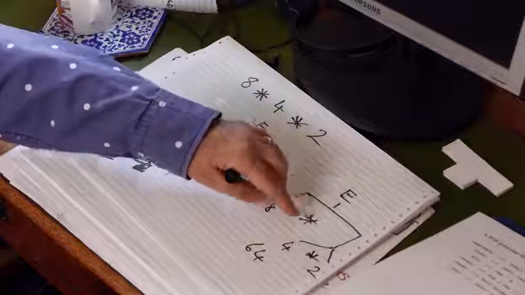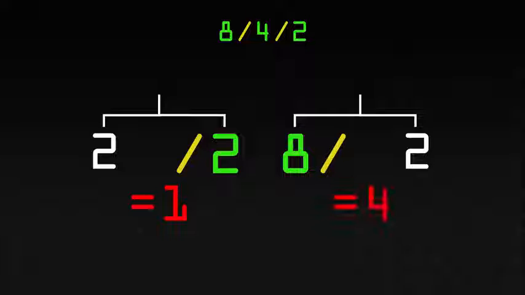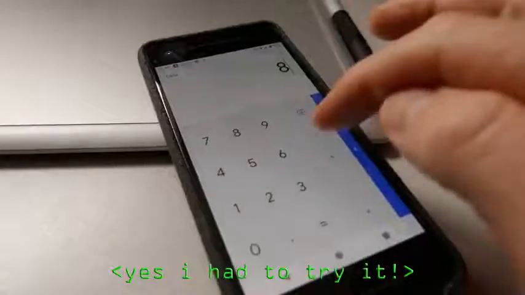But look at this other possibility and just mentally substitute divides for multiplies. 8 divided by the result of 4 divided by 2. Well, 4 divided by 2 is 2. 8 divided by 2 is 4. Two completely different answers. Is it 1 or is it 4? If you're panicking, take out your calculator now and check the app. Just do 8/4/2. And if the answer isn't 1, demand your money back.